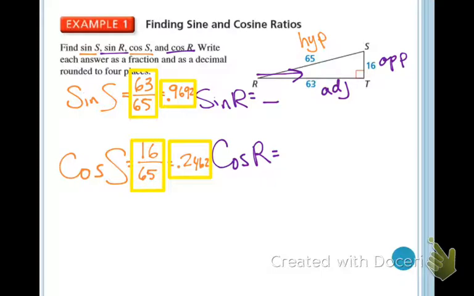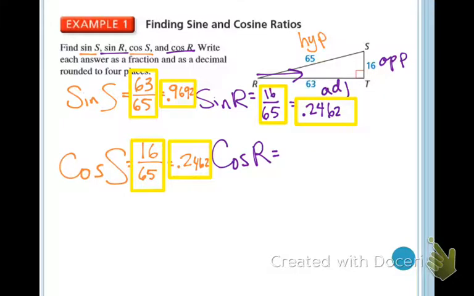So sine of R, opposite over hypotenuse. What's my fraction going to be? 16 over 65. This should look very familiar. What is 16 over 65 as a decimal? Those of you who just typed it in, you just typed in the same thing twice.